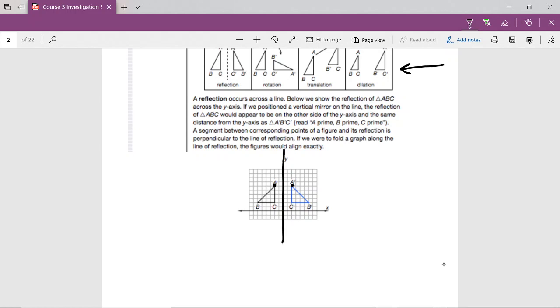So our triangle ABC would appear to be on the other side of the y-axis and the same distance from the y-axis as triangle A prime, B prime, C prime. The segment between the corresponding points of a figure and its reflection is perpendicular to the line of reflection. So if we were to fold a graph along the line of reflection, the figures would align exactly. The part about the perpendicular is saying if I draw a line from this C to the line of reflection, it would be a perpendicular line, 90 degrees. And same from the C prime to our line of reflection, 90 degrees. Same with each one of my points.